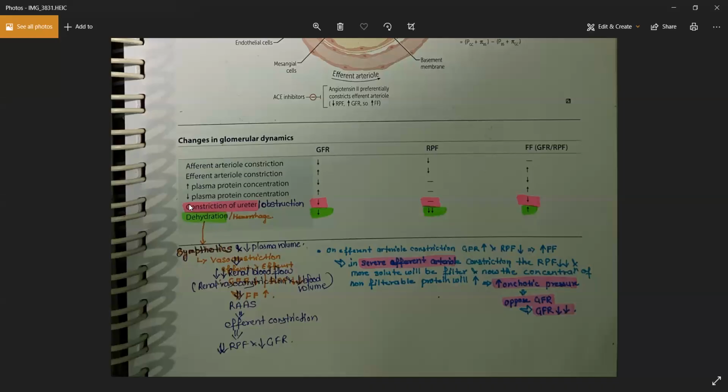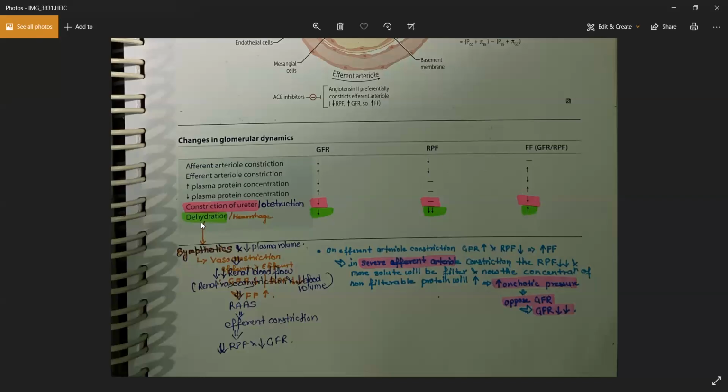When you constrict the ureter, like any kind of a stone or anything, if you somehow ligate the ureters, in that case, they will increase the hydrostatic pressure in the Bowman's space. That will decrease my GFR, but my renal plasma flow will remain the same, because it has nothing to do with the pressure in the Bowman's space. So you will have a low GFR with a normal renal plasma flow. You will have a decrease in the filtration fraction.